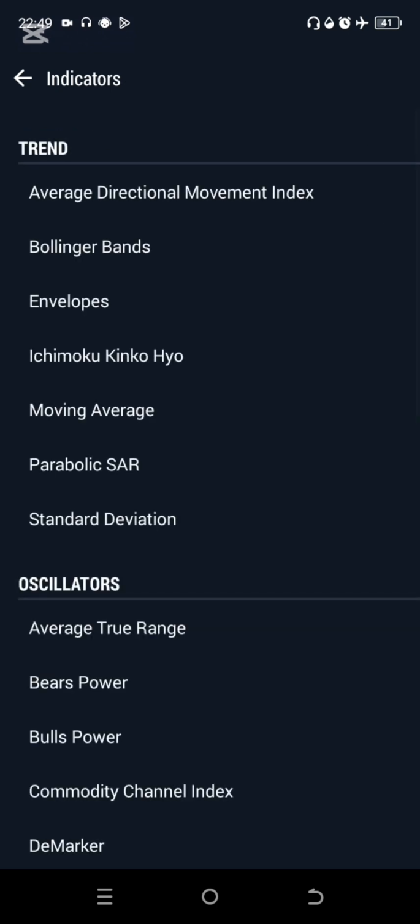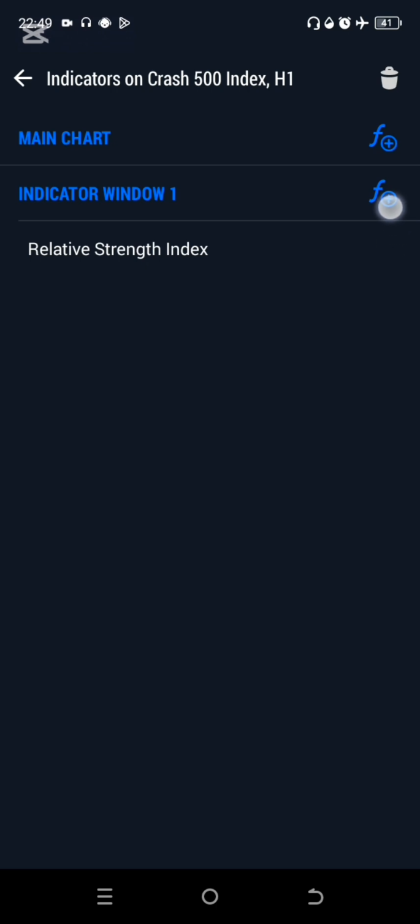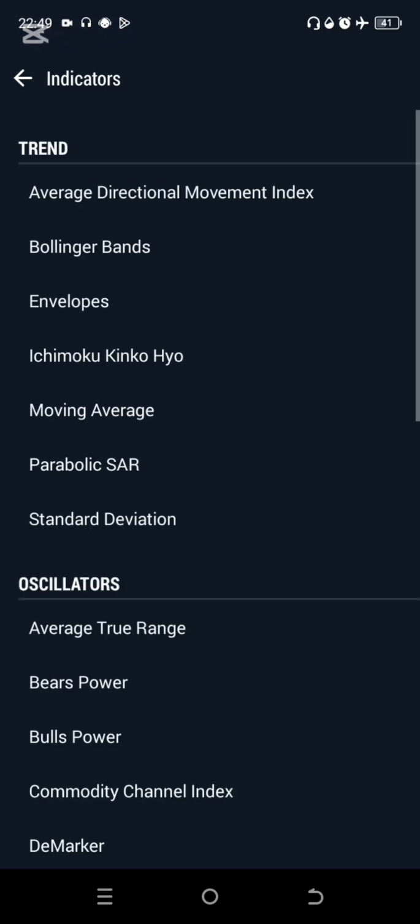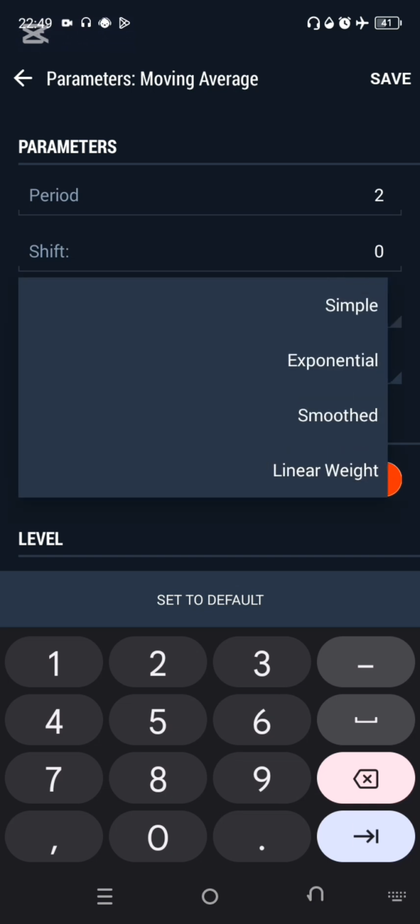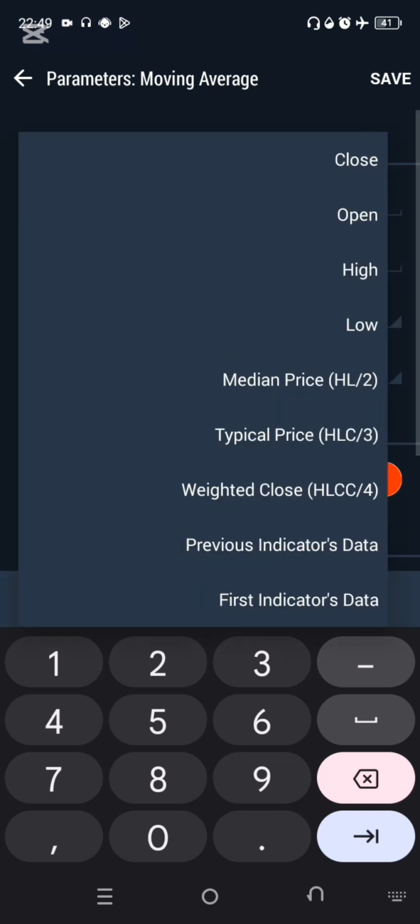And now that we've done the RSI, we're going to be using the moving average. On indicator window 1, that's where we're going to press our F. On indicator window 1, we add a moving average, right? So now we're going to be adding the moving average of period 2. Method is simple. Apply to, now take note of the apply to.